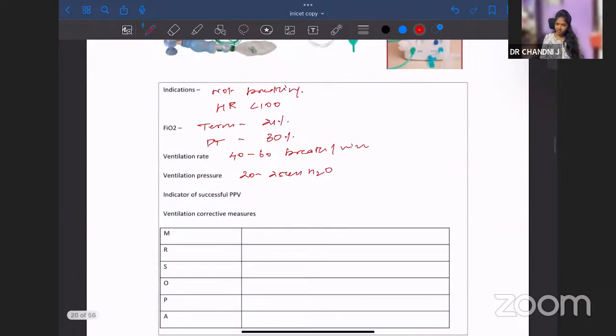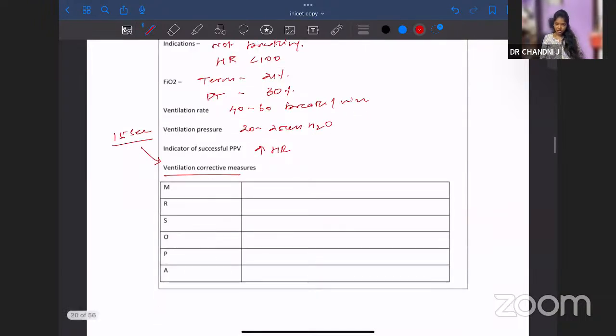Indicator of successful PPV is an increase in heart rate. So when you start giving PPV, the baby's heart rate will increase. That means you're giving it properly. So for 15 seconds, you give positive pressure ventilation, and then you check for an increase in heart rate. If heart rate is not increasing, you will go for ventilation corrective measures. What are the ventilation corrective measures? You're checking whether you're giving ventilation properly. That is MR SOPA. The mnemonic is MR SOPA.